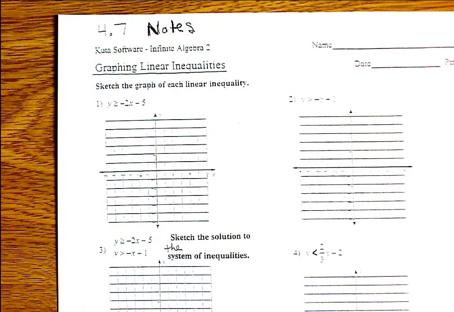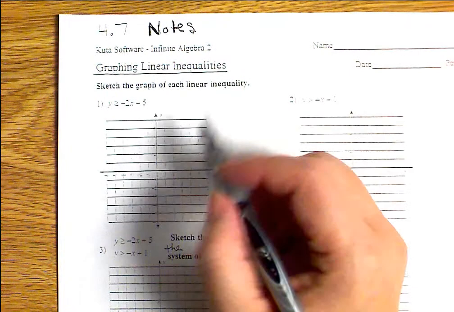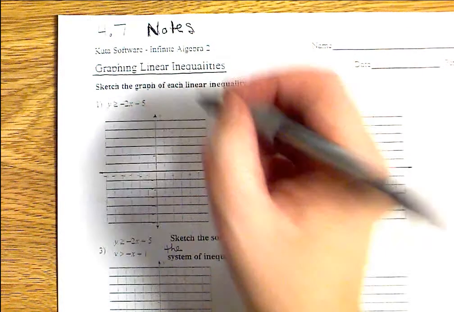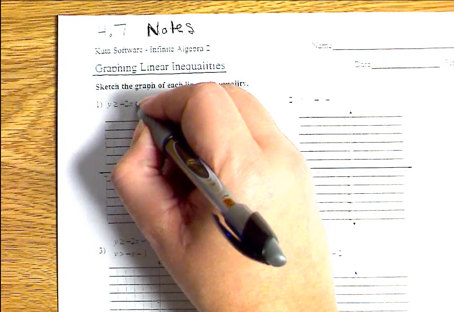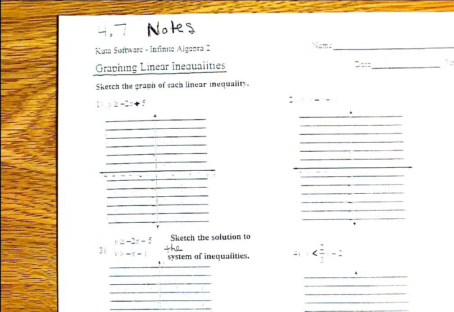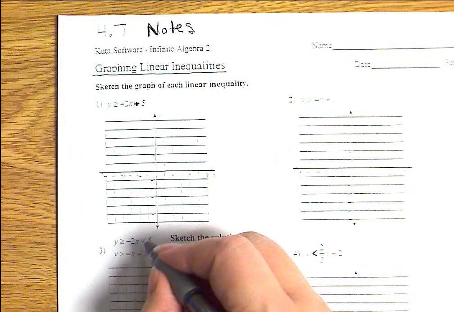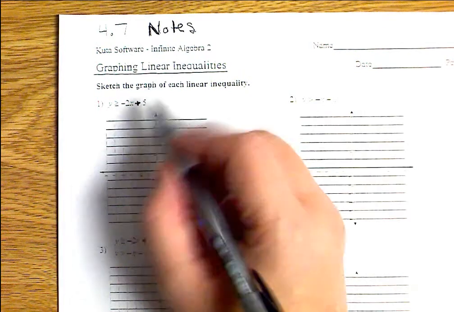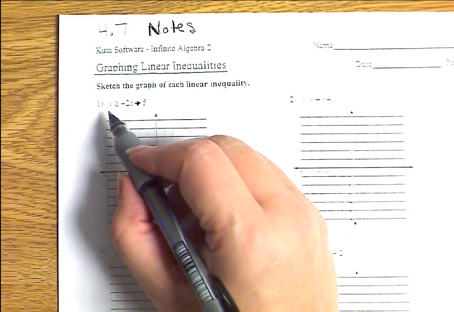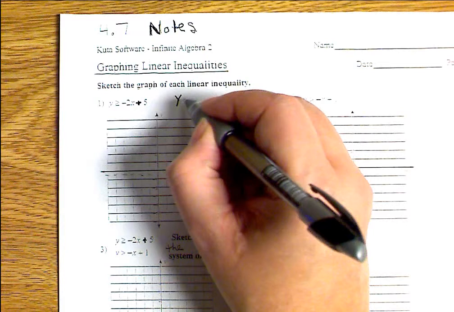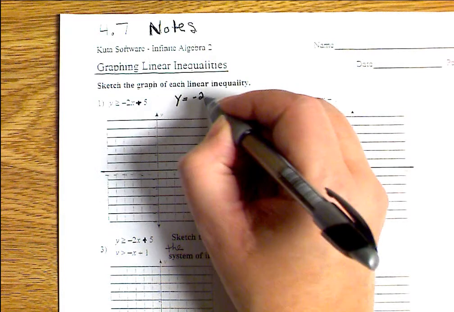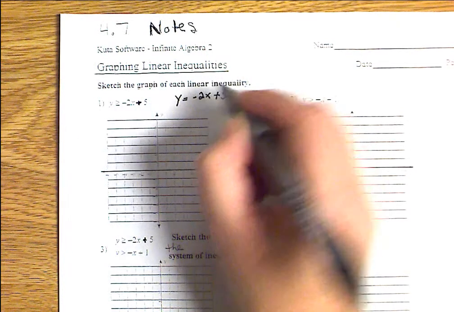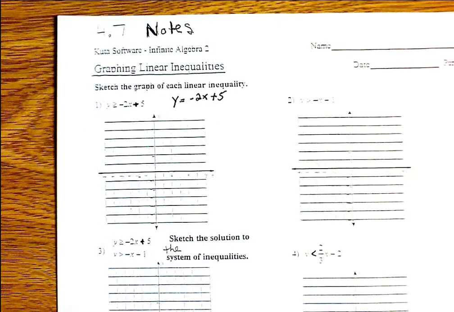Alright, we have here, and it's probably hard to see, just so you guys know, hopefully you noticed that was a plus, but these are pluses. The first thing we are doing is we are graphing the equation y equals negative 2x plus 5. You have to think about it being an equals at first.